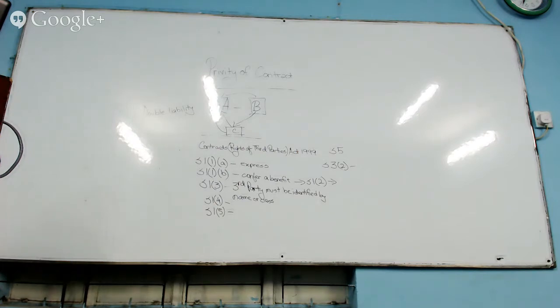Section 3, subsection 2 states that the promisor will be able to rely on any defense arising out of the contract which would be available to him against the promisee.